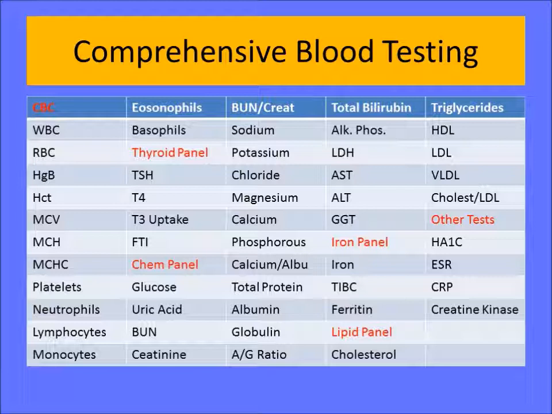A comprehensive blood chemistry panel provides you, the patient, with peace of mind that your metabolism has been thoroughly screened. You can screen for problems with blood sugar, cholesterol and triglycerides, liver, gallbladder, heart, immune problems, anemia, and much more with a comprehensive blood chemistry panel.